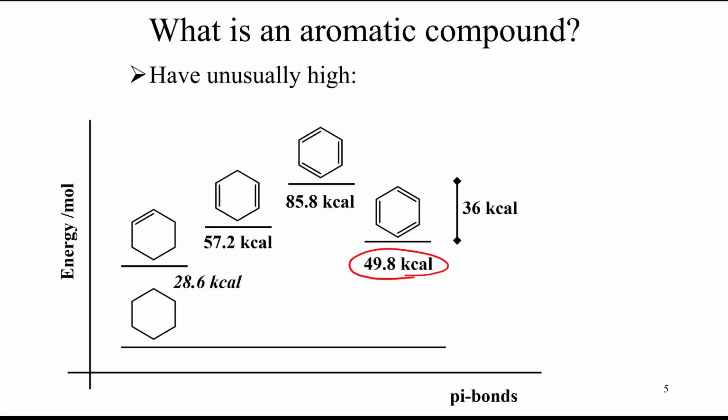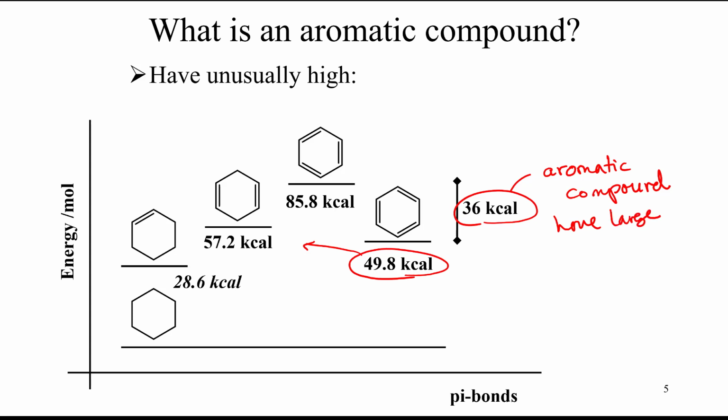Benzene is actually a little bit more stable than having 2 pi bonds. So there's about a 36 kcal energy difference between benzene and what we predict benzene's stability to be. So this extra stability, this gain in stability, is the significance of aromatic compounds. And aromatic compounds all have large resonance stabilization. Now, large, again, in comparison to our predicted energy.